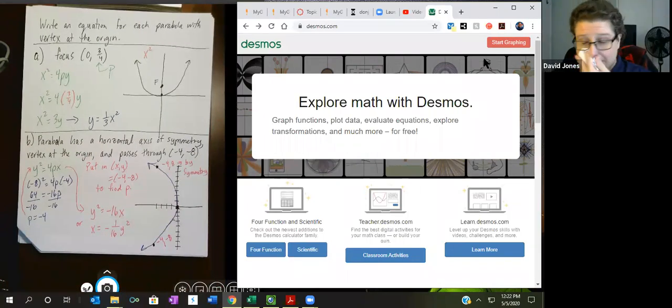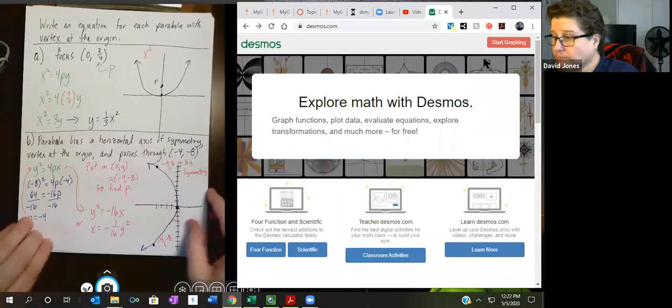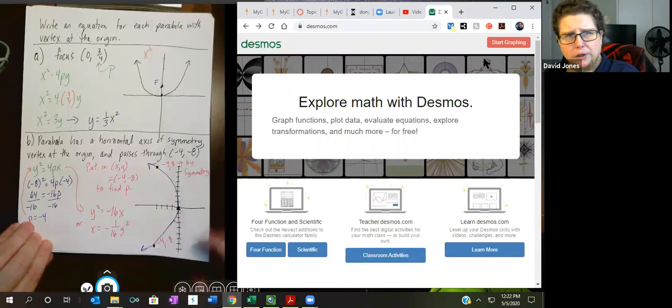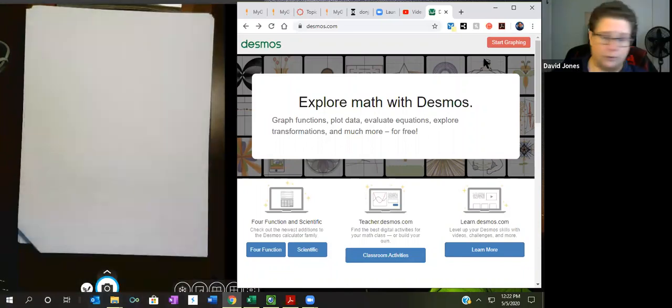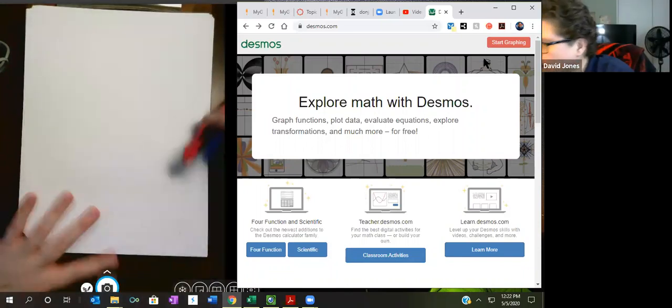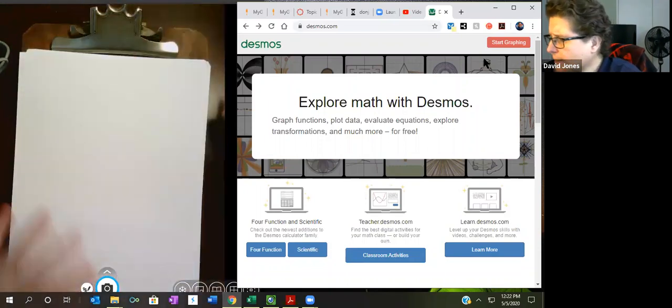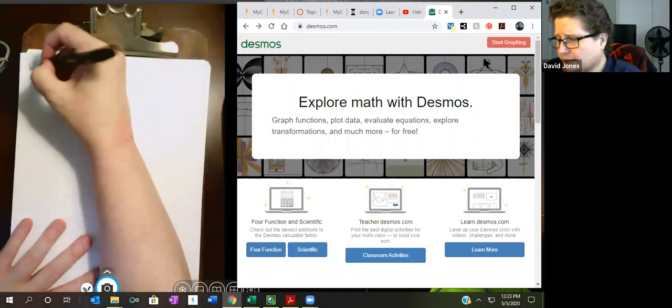Okay, ready for some more? We've been looking at when the vertex is at 0, 0, the origin. What about when the vertex is h, k?